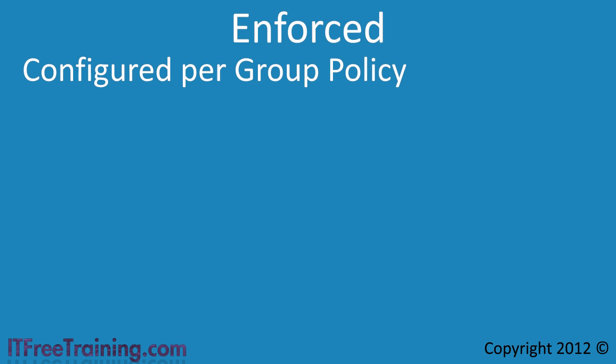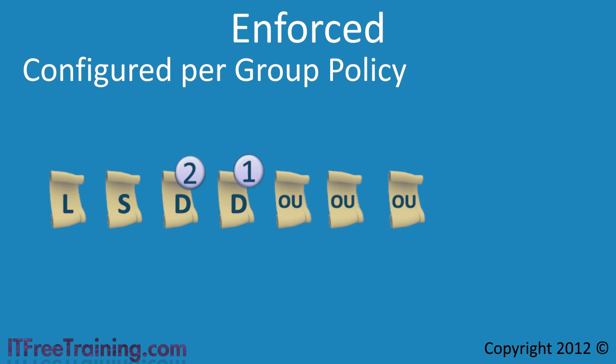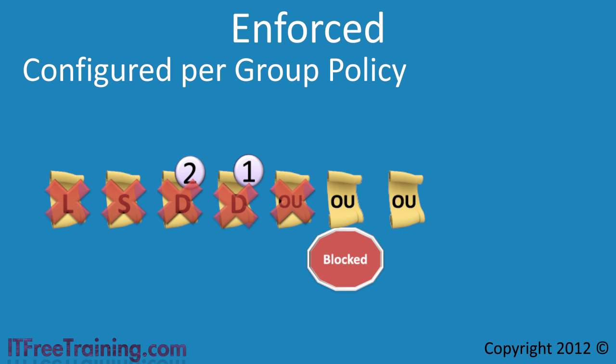To understand how Enforced works, consider a typical list of Group Policy settings that are waiting to be applied. These are in the order of Local, Site, Domain, and OUs. At the domain level, there are two group policies. The second group policy will be applied first, so that the first group policy overrides any settings it configures. Now, like before, let's say an administrator on one of the OUs configures the OU to block inheritance. As before, the previous OUs will not be applied.